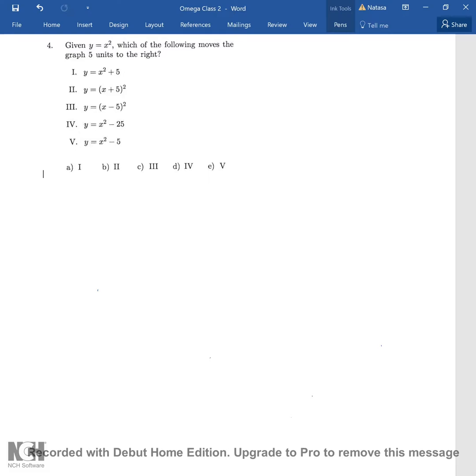So if we wanted to move our graph vertically, it would be a little bit easier because we'd be doing our manipulations on the outside of the x squared, and it would be a little bit more intuitive. If we wanted to move it up, we would be adding however many units we wanted to move it by, and if we wanted to move it down, we would be subtracting those units. But we want to move our graph horizontally.